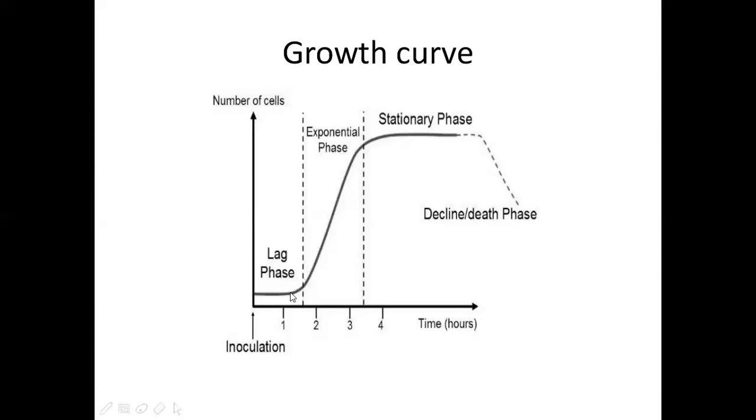That is why the graph is starting at this point, right? So for a particular period of time, the number of cells will be constant. They won't be dividing immediately after inoculation, and then gradually the number of cells will increase. This is log phase. Okay, so let us see in detail about each phase.